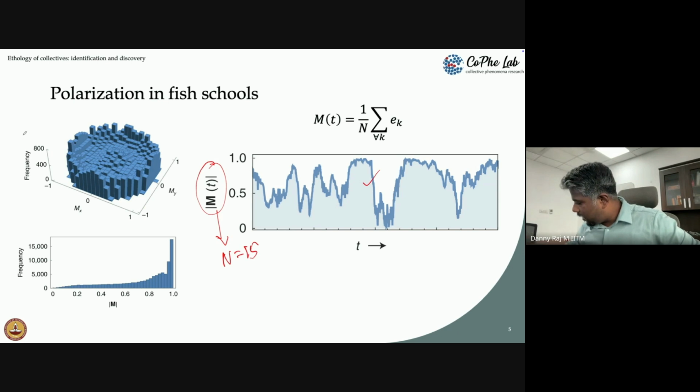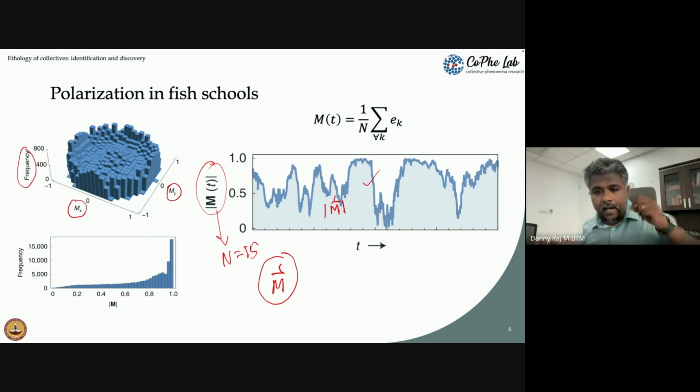So what you're seeing here on the left-hand side are frequency distributions of this data. I hope you understand what's going on there. So M is actually a vector order parameter. What is plotted here is the modulus of that vector order parameter. Now, this modulus would vary from 0 to 1. But the vector order parameter itself will have mx and my, and the frequency of getting an mx and an my. So do you understand what's going on here?